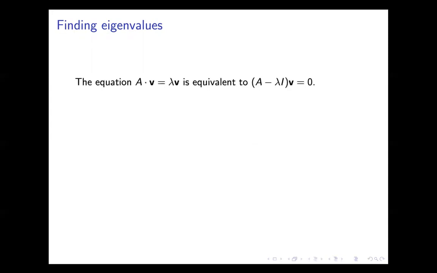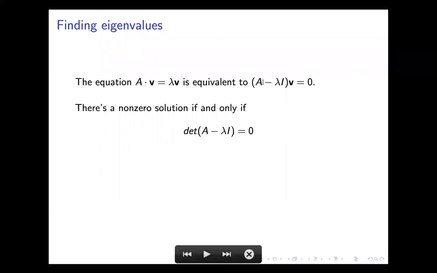So let's see how this works. Now the equation A times V equal to lambda V is equivalent to A minus lambda times the identity matrix, multiplied by V, is equal to 0. We simply move this to the left-hand side. Now we can think of this as a homogeneous system of linear equations with the matrix A minus lambda I. As we know from the first week of the class, there is a non-zero solution if and only if the determinant of this matrix is equal to 0, right? So if the rows are linearly dependent.